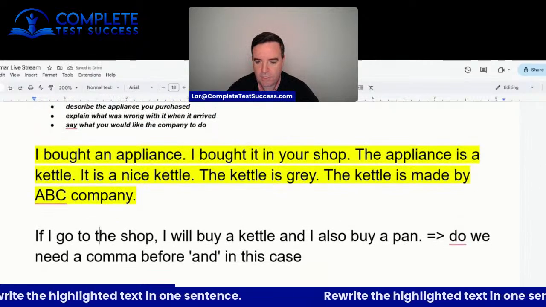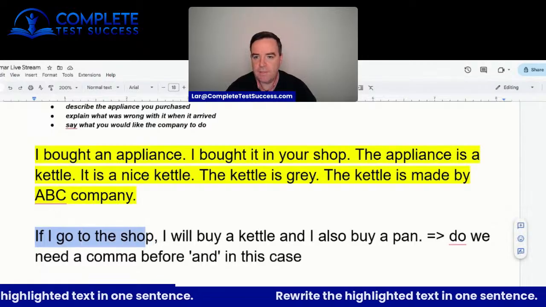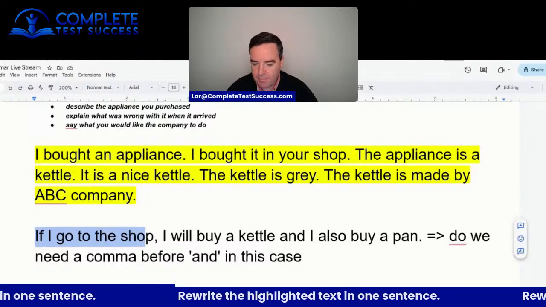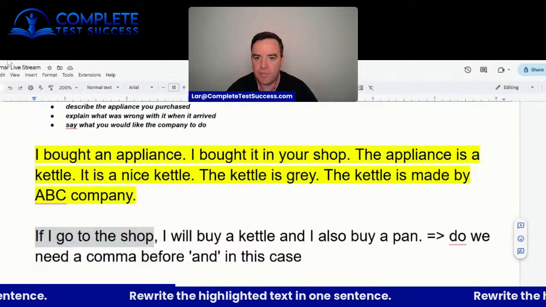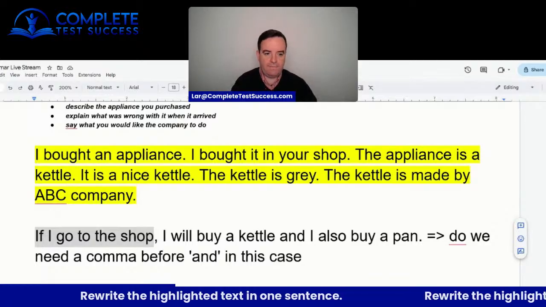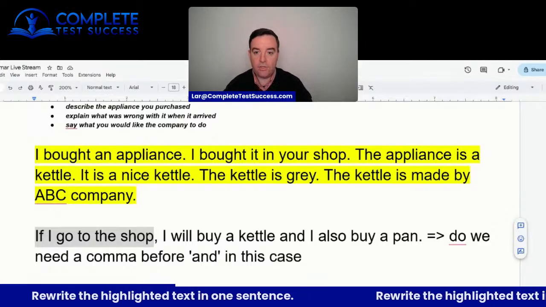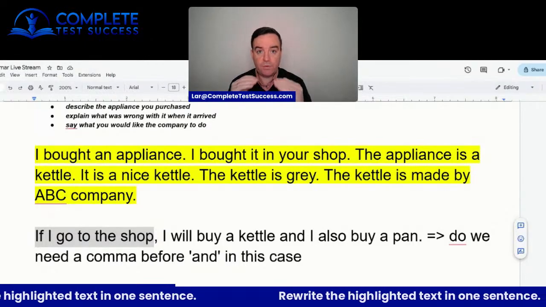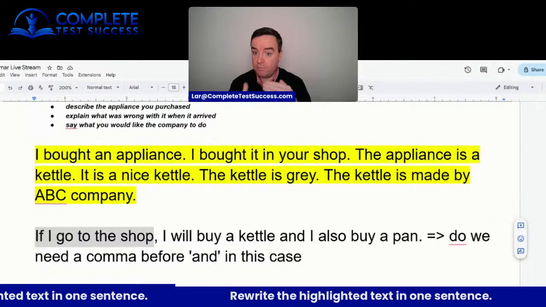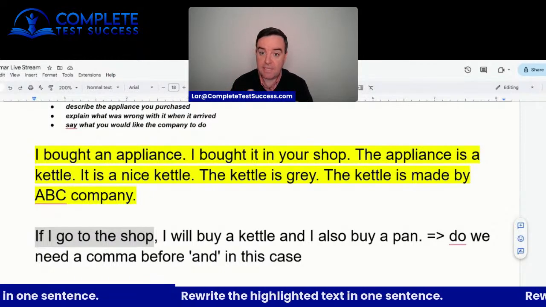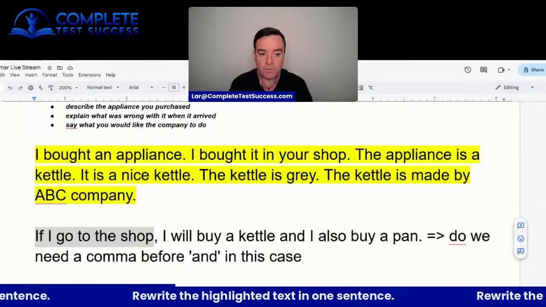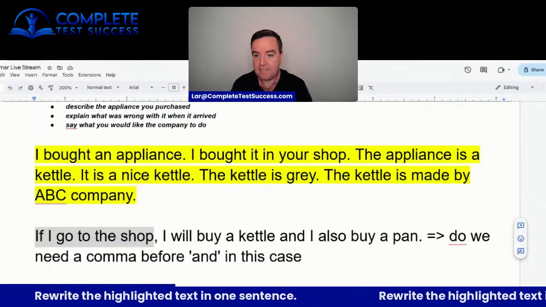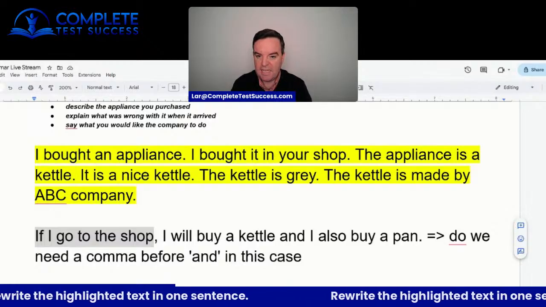If I go to the shop, well, that's completely different meaning. So in this sentence, we're saying it already happened, and now you're imagining it happening. So that's a bigger problem again. So if you're making grammar mistakes where the grammar is inaccurate, but the meaning is clear, that's a problem. But if you're making grammar mistakes where the meaning is completely different from what you're trying to say, that's an even bigger problem. And that's where you start pushing yourself down into like band 5 and lower. So when I look at that sentence, if I go to the shop, I will buy a kettle.